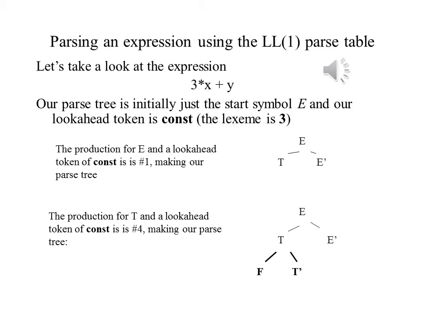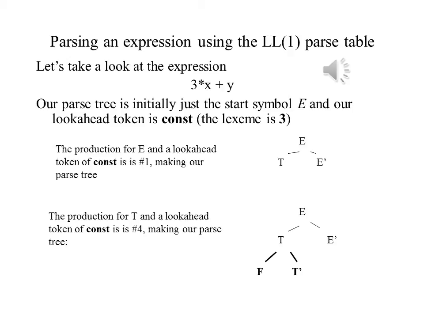Let's take a look at the expression in the slide, 3 times x plus y. It consists of 5 tokens, constant times identifier plus an identifier. Our parse tree is initially just the start symbol E, and our initial token is constant. Looking them up in the parse table, shown on the previous slide, tells us that we will use production 1 to derive a sentential form, an incomplete sentence, from E. E has two children, T and E prime.